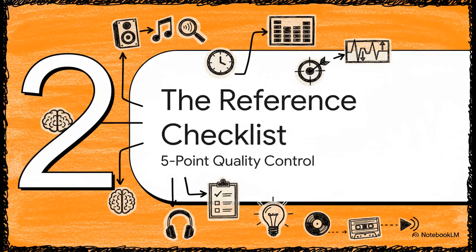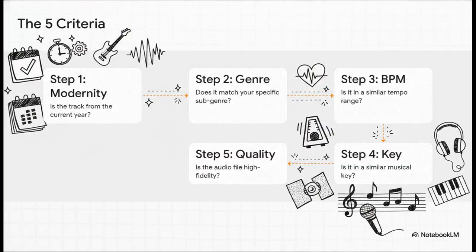So, to build a really powerful list of these analytical references, you can't just pick any track that you think sounds cool. Nope, every single one has to pass a super strict 5-point inspection. These 5 criteria right here, modernity, genre, BPM, key, and quality, believe me, they are absolutely non-negotiable. This is what lets you do a true apples-to-apples comparison. Let's just quickly break down why each one is so important.